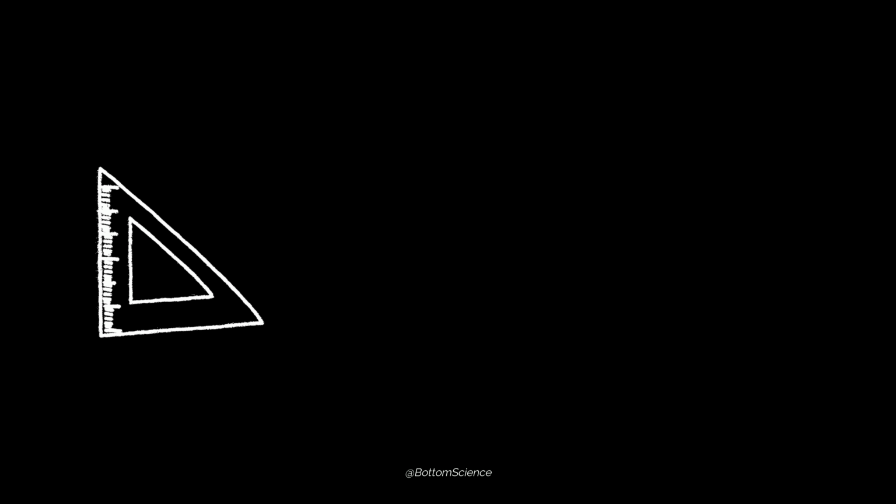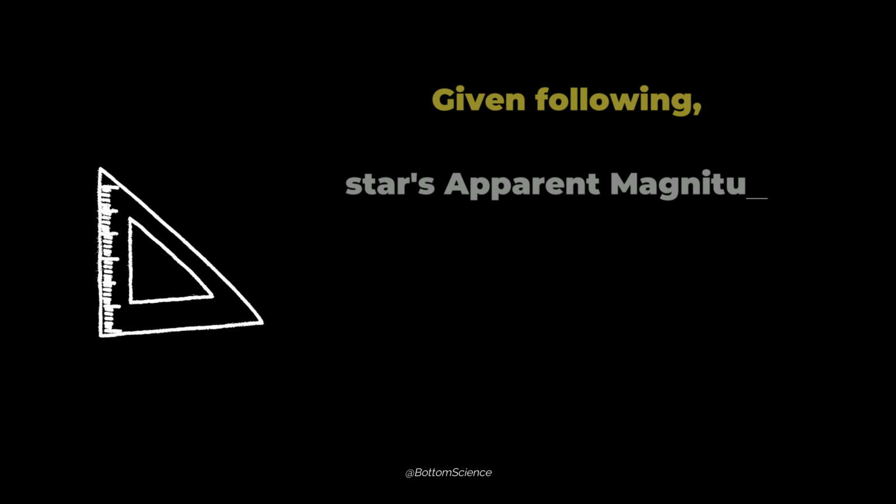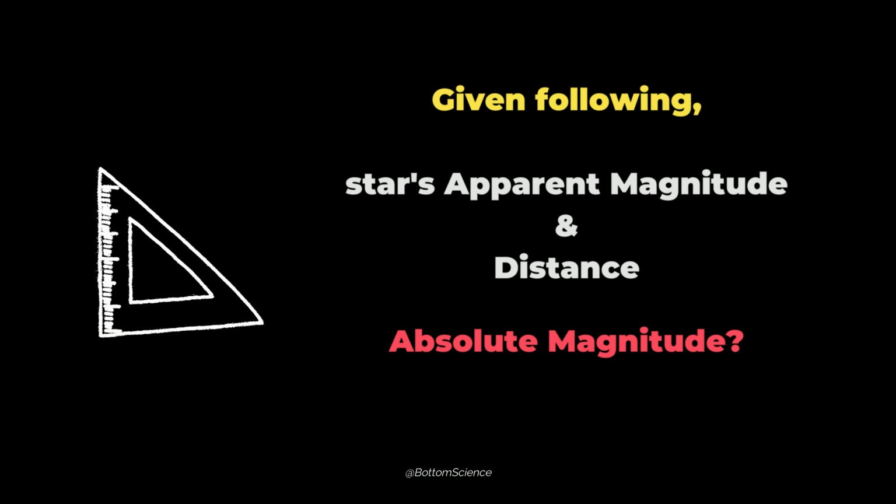Now comes the math. Suppose we know two things. We know the star's apparent magnitude and we know its distance. Can we calculate its absolute magnitude? Yes, using one elegant equation.